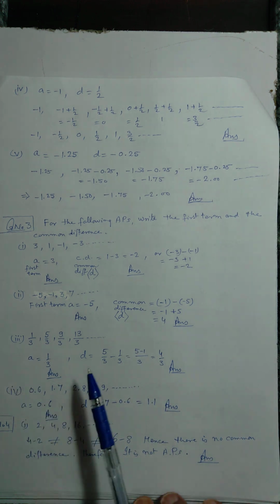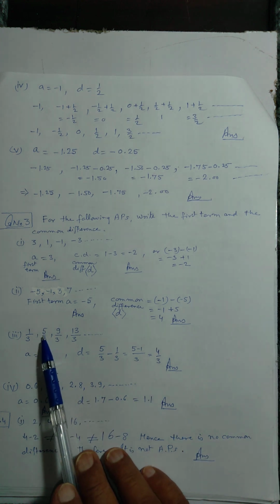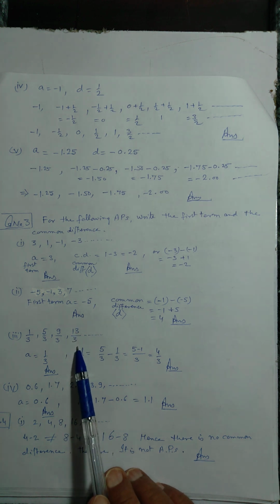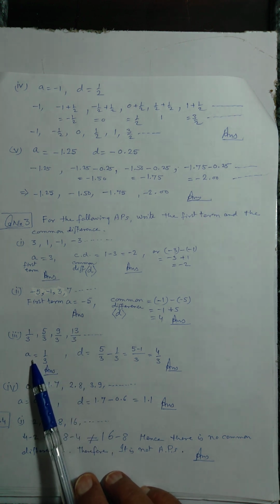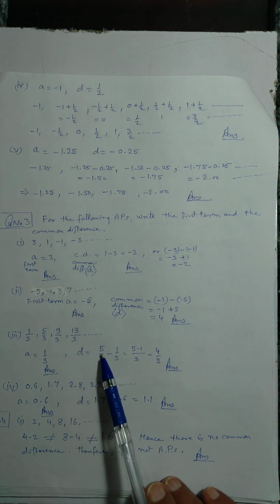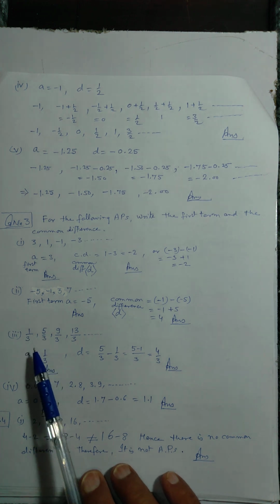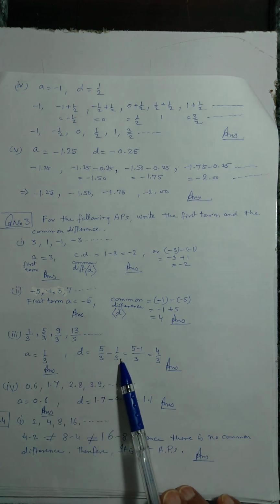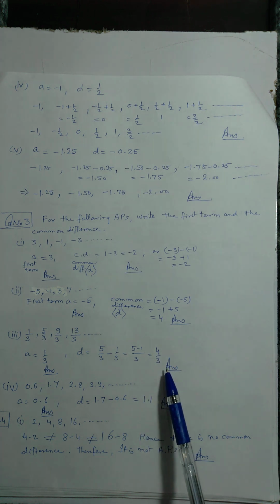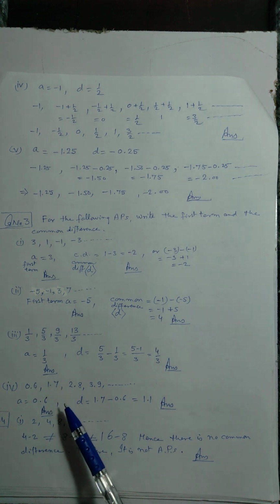Now in the third arithmetic progression, that is 1 by 3, 5 by 3, 9 by 3, 13 by 3, your first term will be 1 by 3. The common difference is 5 by 3 minus 1 by 3, meaning the second term minus the first term. So you will get 4 by 3. This will be your common difference and this will be your first term.